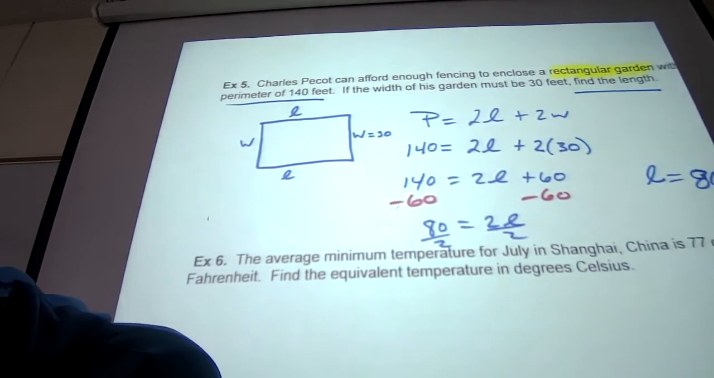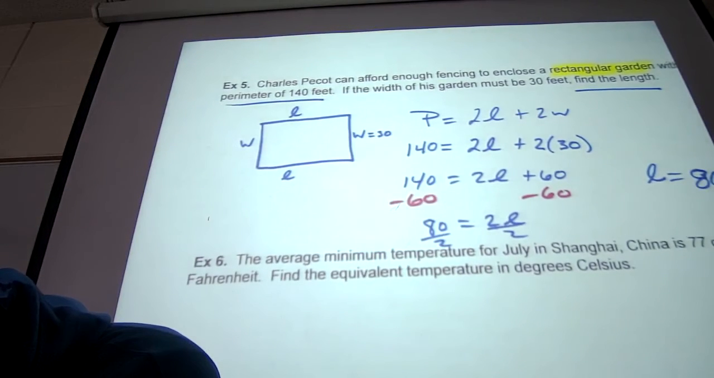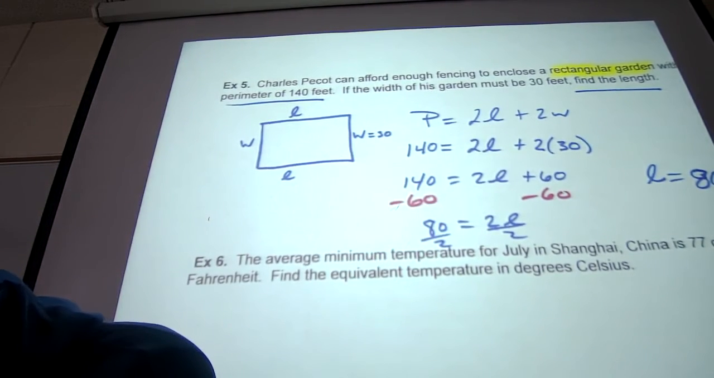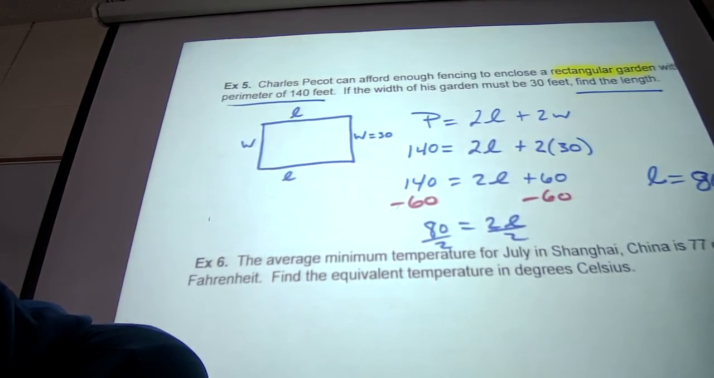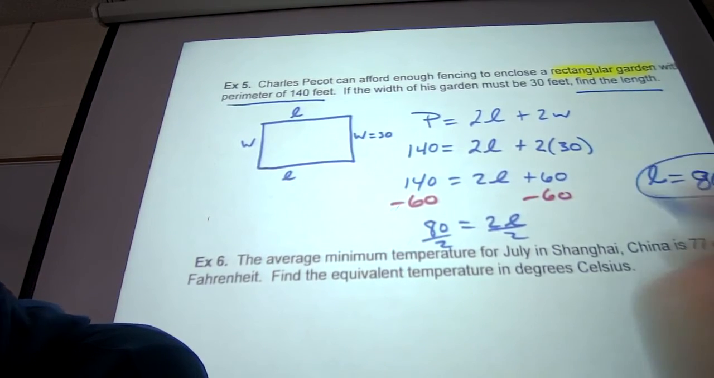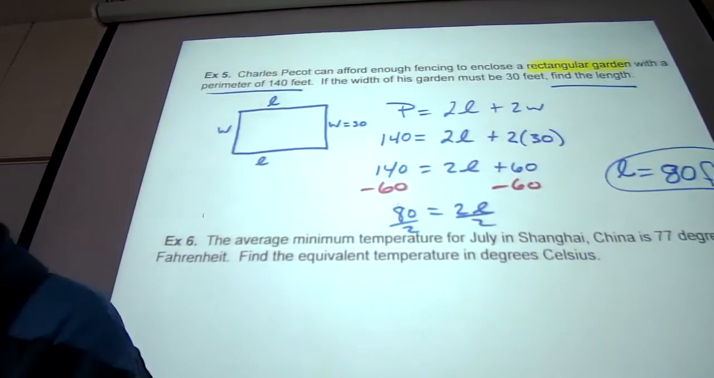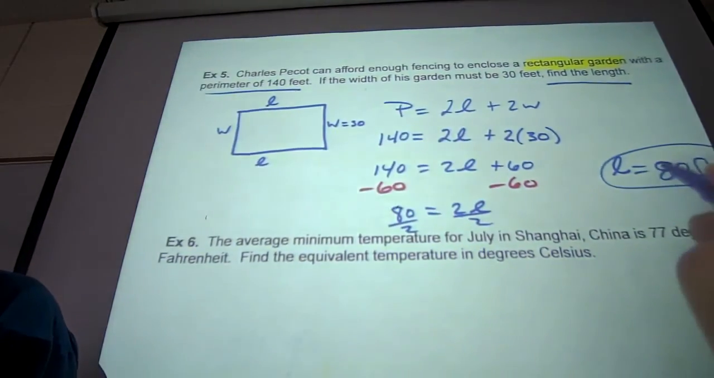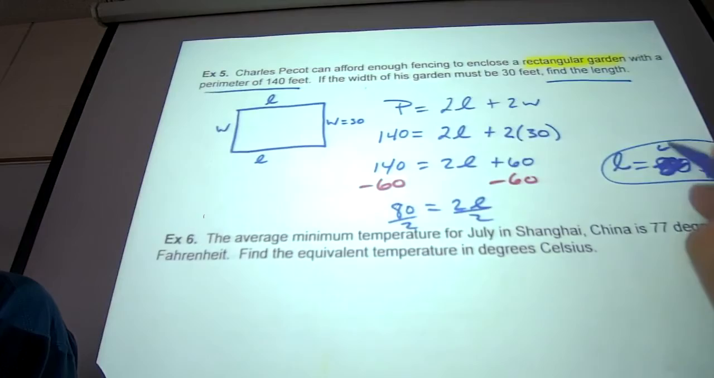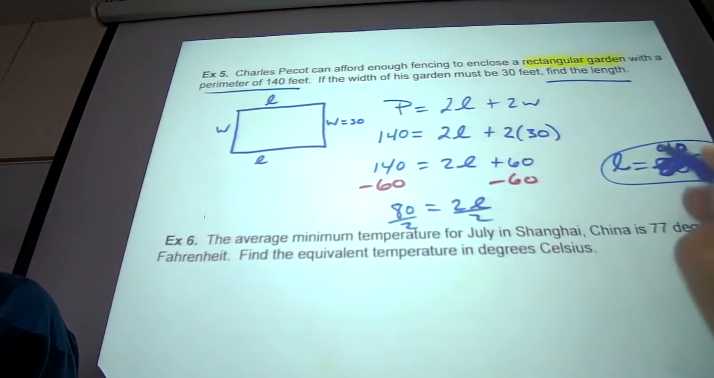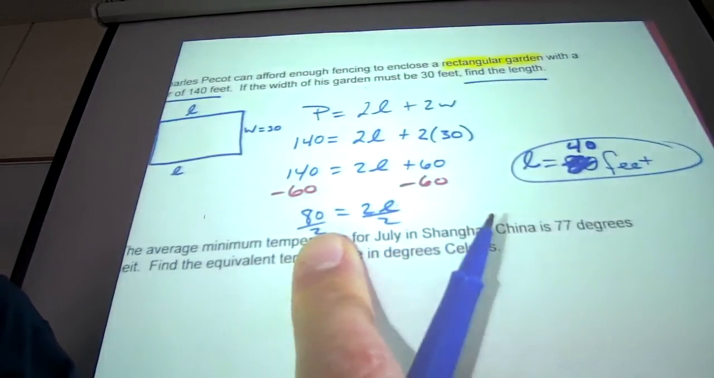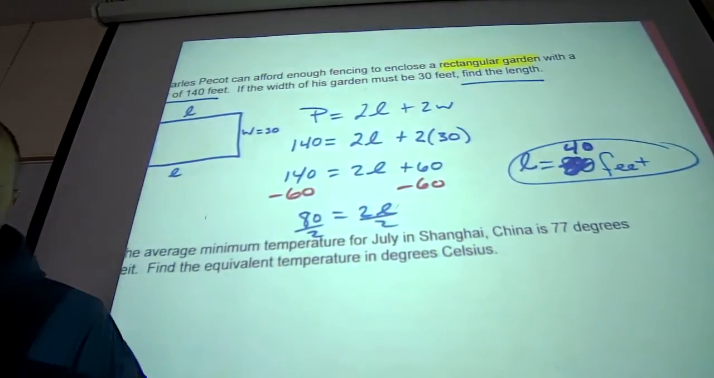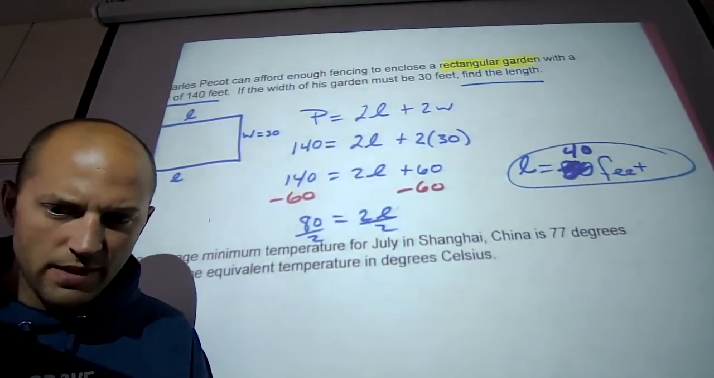80 what? 80 inches, 80 chickens, 80 feet. Wait, what? 80? Or excuse me, 40. I don't know, I wrote 80. Sorry about that. Good eye, good eye. 80 divided by 2 is 40. 40 feet. Just seeing if you guys were awake today.